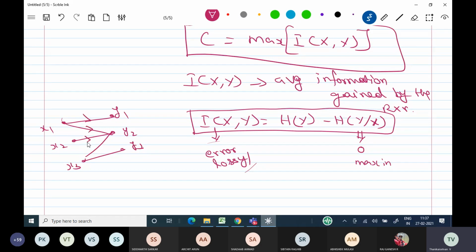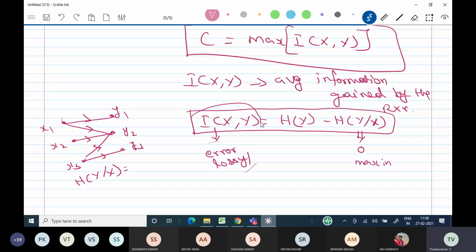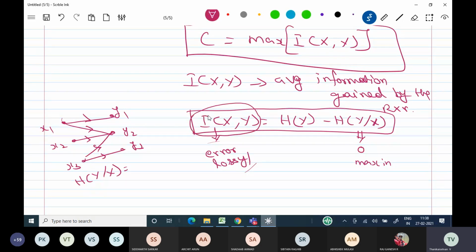Here the conditional probabilities are available. Based on these conditional probabilities, your H(Y|X) is determined. So the probabilities are different, and you will be getting different values. Under all the conditions, we have to find out the maximum value of I(X,Y). That is our job. The maximum of I(X,Y) is going to be the channel capacity.